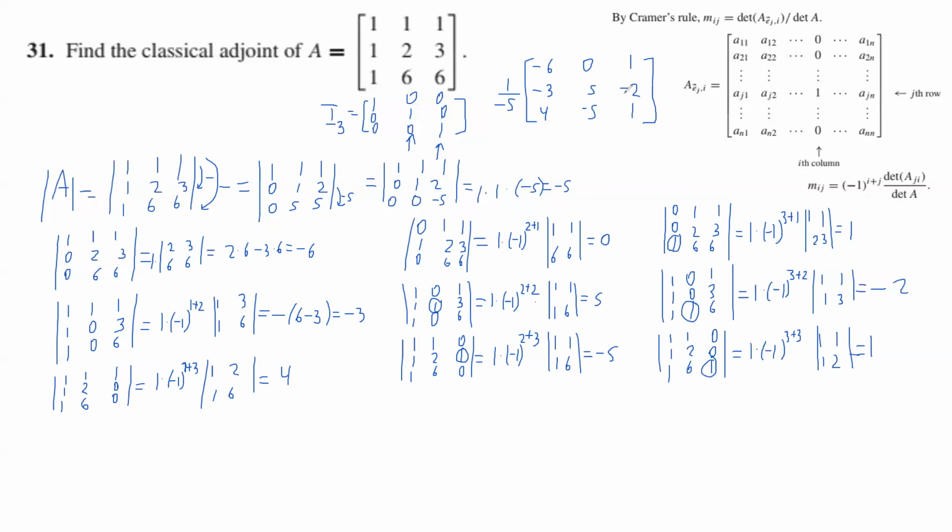And that's the end. So if I multiply this matrix by minus 1 divided by 5, I will get the inverse matrix of the matrix A.